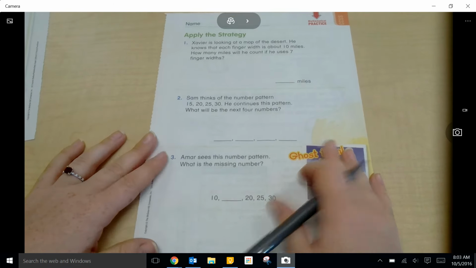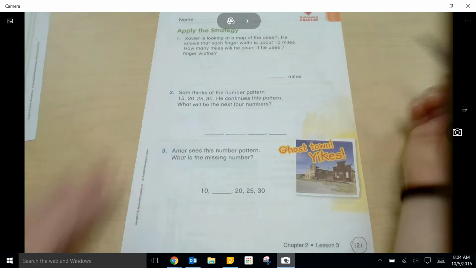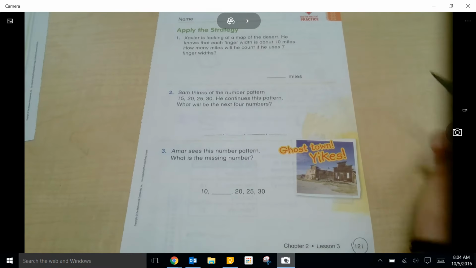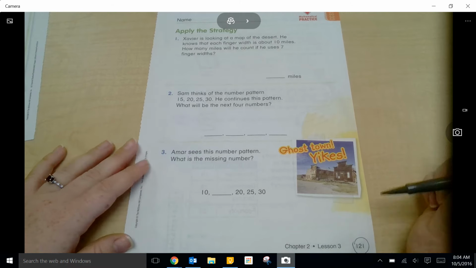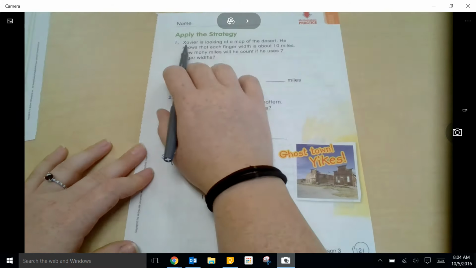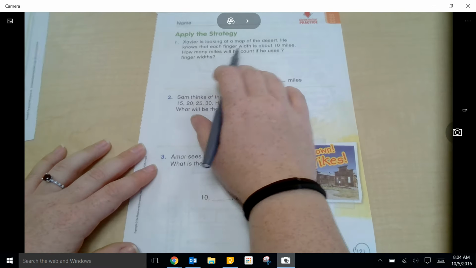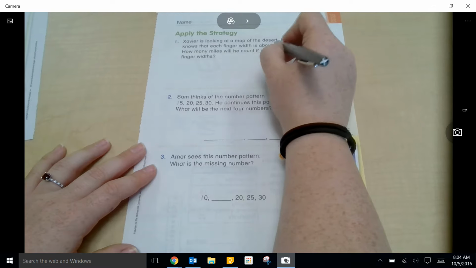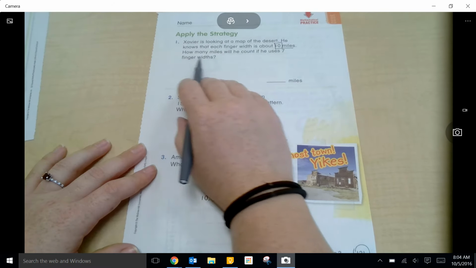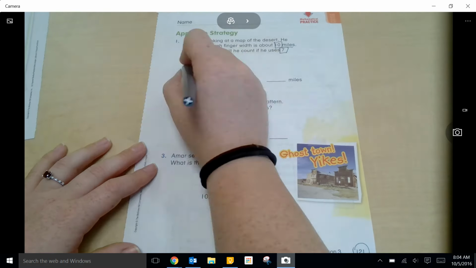All right. Let's look at the word problems that they have for us today. I'm going to read each word problem, and I'm going to draw the circles on the front page. On the back side, you're going to do it on your own. It says Xavier is looking at a map of the desert. He knows that each finger width is about 10 miles. How many miles will he count if he uses 7 finger widths?